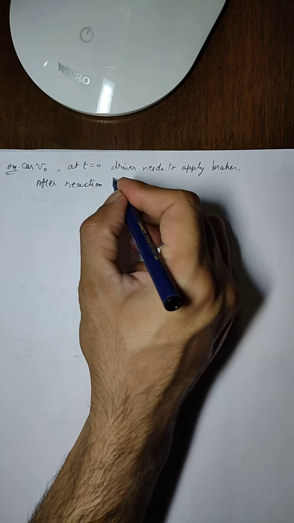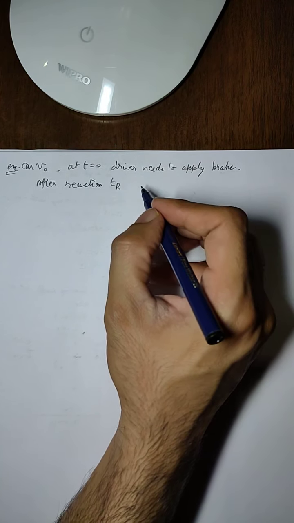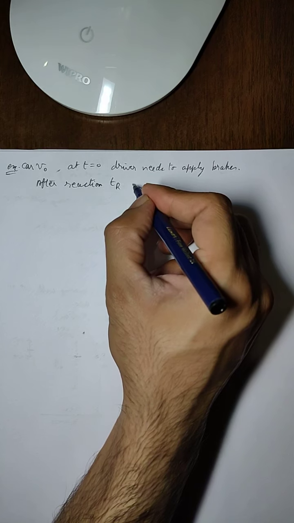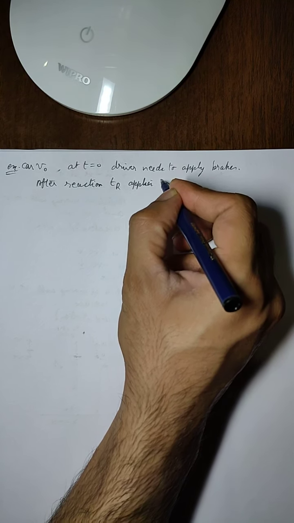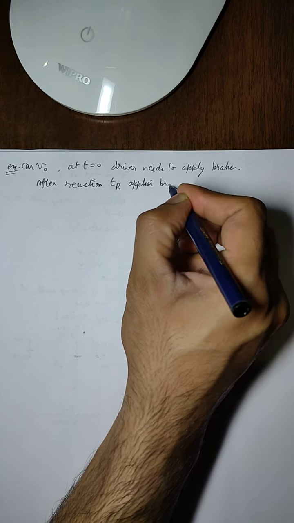After the reaction time tr, the driver actually applies the brake and comes to rest after traveling a distance. Let us say the distance traveled is s, and we have to draw the displacement time or position time graph.